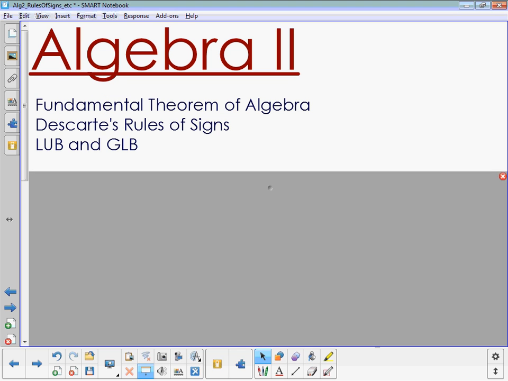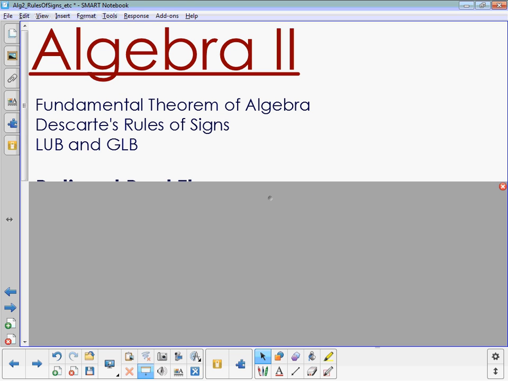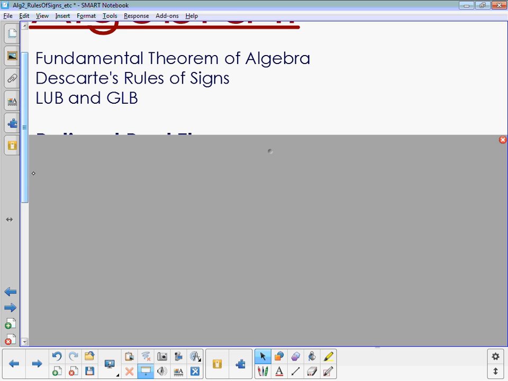Okay, so just a reminder: the fundamental theorem of algebra says the highest degree is the number of roots we have. Descartes' rules of signs: count the number of sign changes of the original function, and you have the number of possible positive real roots. Count the sign changes of P of negative x, and you have the number of negative roots to look for, minus the 2's. Then the lowest integral upper bound and the greatest integral lower bound. They kind of separated those things off.